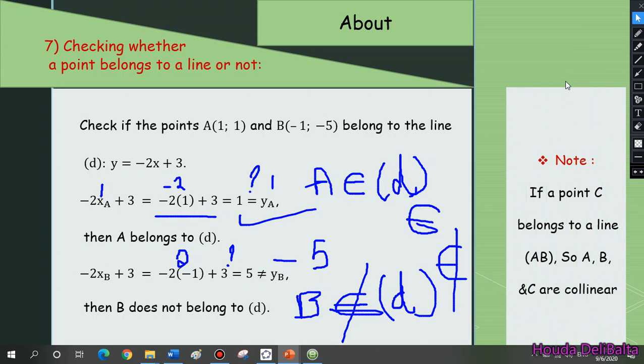Okay, let's see what we have here. Here we have a note. If a point C belongs to a line AB, then we say that A, B, and C are collinear. Let's say this is line AB. Surely point A and point B belong to line AB because it is called AB. If C belongs to this line, whether here or here or here or whatever, then definitely C is said to be collinear with A and B.